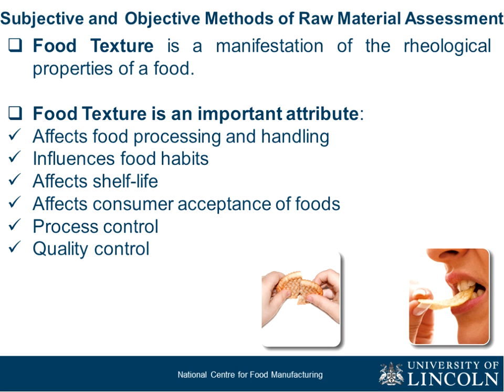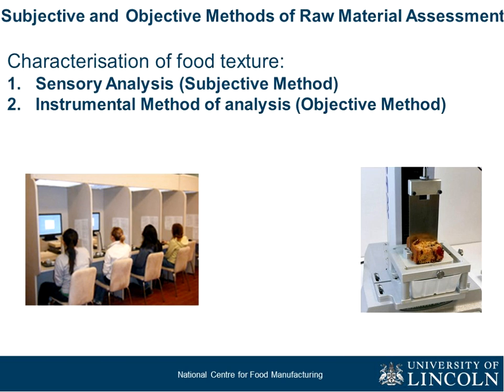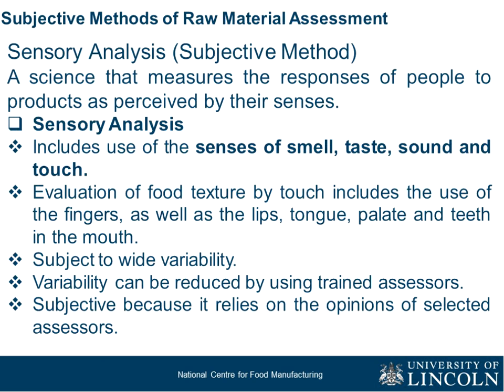Your texture will affect how we process our food and how we handle our food. It influences our food habits, affects shelf life, and affects consumer acceptance of food. If your biscuit is very soft, the consumer will reject that. So these are things that we look into: process control, quality control. Texture is very important for all of this. Then we talk about the subjective method, where you have the sensory analysis, and the objective method, which we did during our practical week, the instrumental method of analysis.